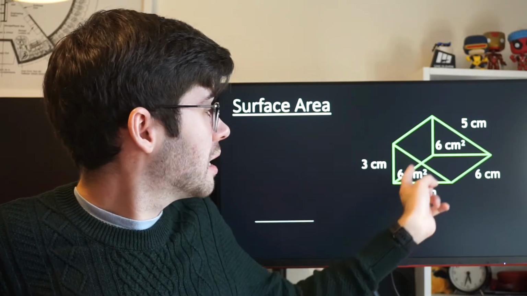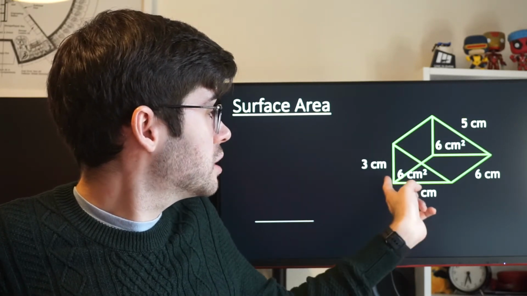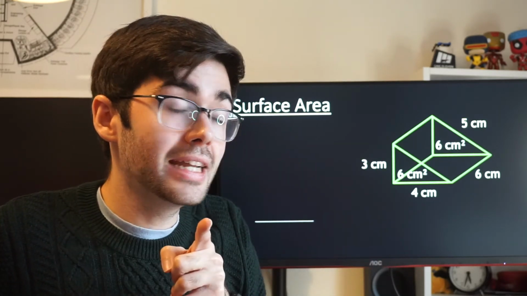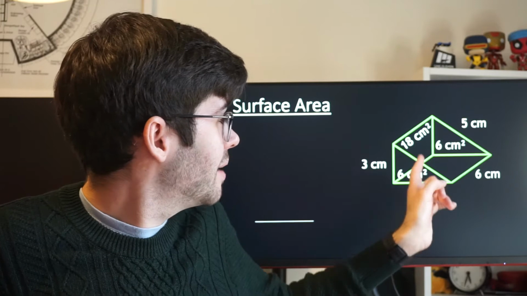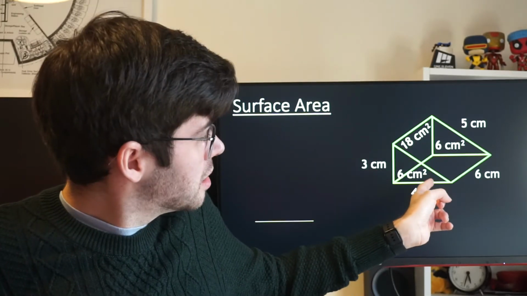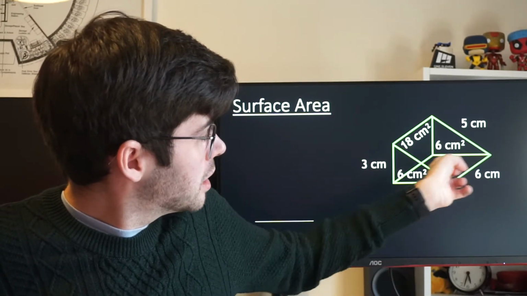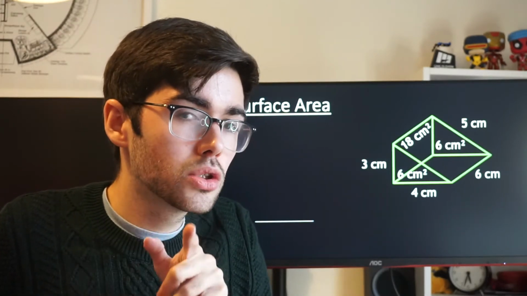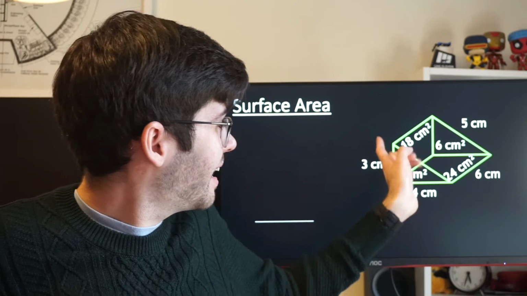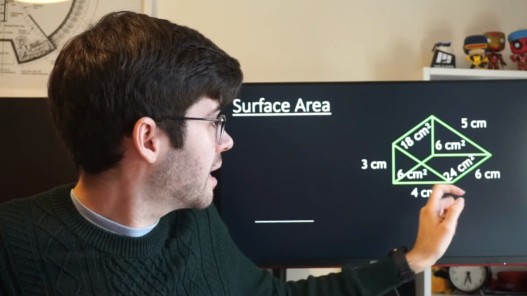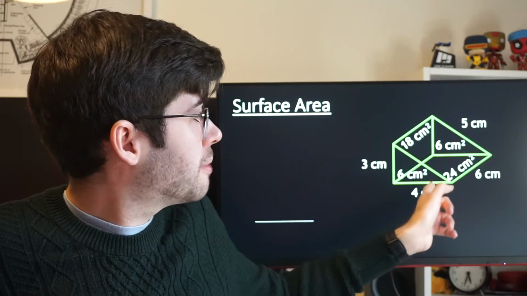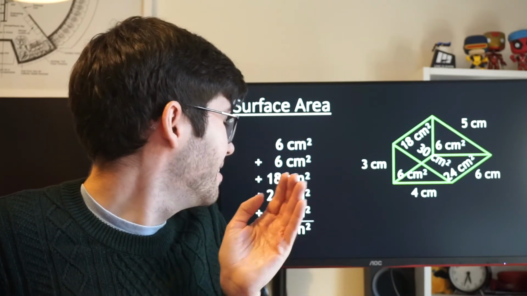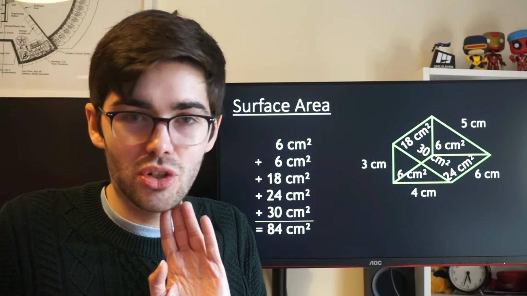What about this left face here? 3 tall, 6 back. 3 times 6 would give us 18, very good. Okay, what about this bottom face here? 4 by 6 is going to give us what? 24, very good. Okay, and this sloped edge coming down here, 5 centimeters by 6 centimeters gives us 30 centimeters. Add them all together, we get 84 centimeters squared.